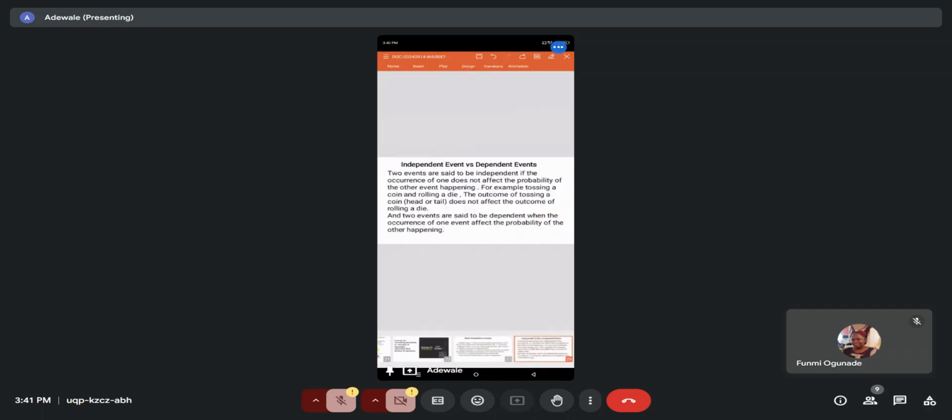The next subtopic: independent events and dependent events. What do we mean by independent events, and what do we mean by dependent events? Two events are said to be independent if the occurrence of one does not affect the other.